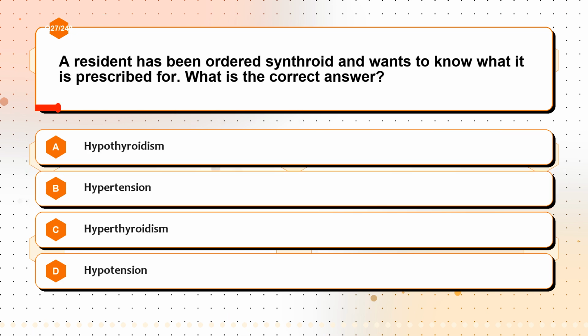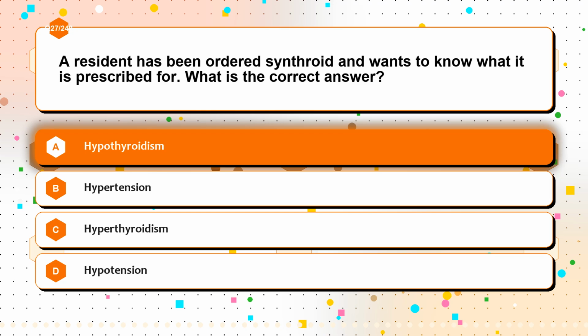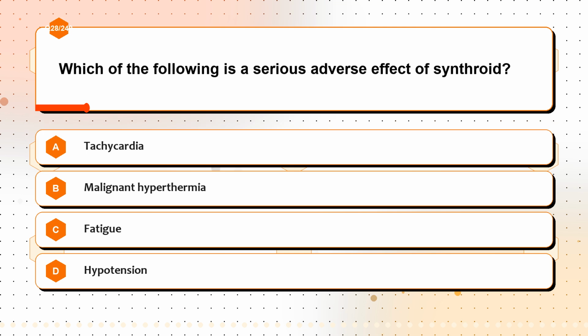Question 27. A resident has been ordered Synthroid and wants to know what it is prescribed for. What is the correct answer? Here are the options. Option A, hypothyroidism. Option B, hypertension. Option C, hyperthyroidism. Option D, hypotension. The correct answer is option A, hypothyroidism.